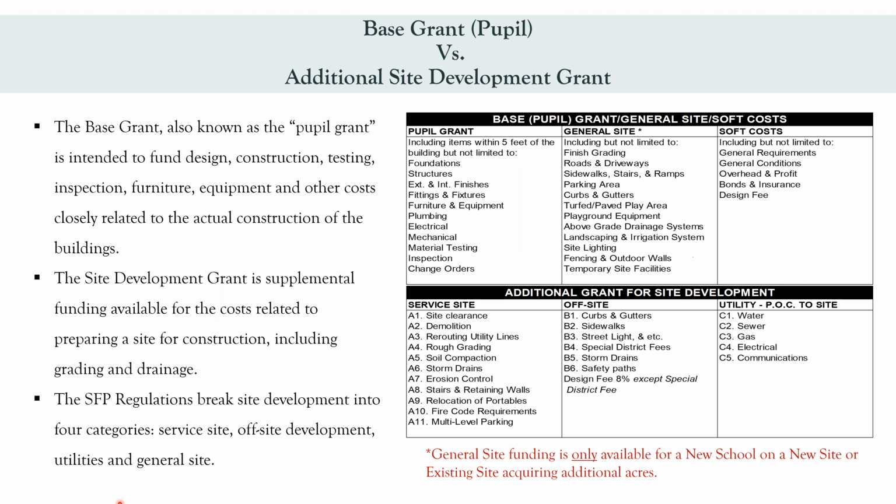The site development grant is supplemental funding available for the costs related to preparing a site for construction, including grading and drainage. The SFP regulations break site development into 4 categories, which are service site, off-site development, utilities, and general site. Now, although there's 4 categories for site development, on the site development worksheet, you would only see 3.